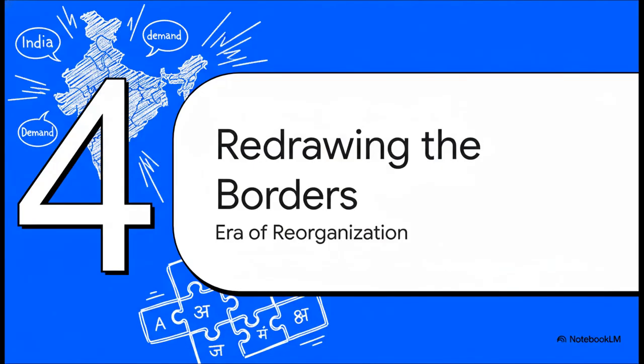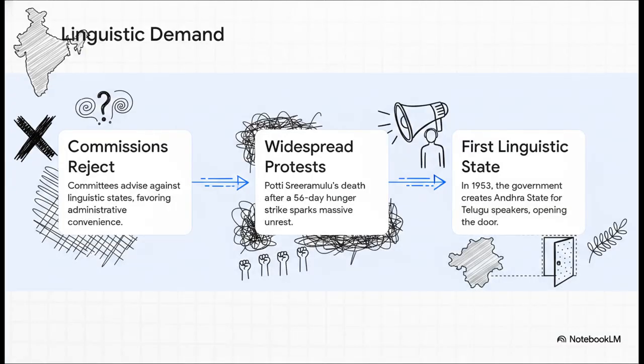So with the princely states now in the fold, the first draft of India's map was more or less complete. But the ink was barely dry, and the next chapter of map-making was already starting. This time, it was driven by a powerful new demand from the people: language. At first, the national leaders were really hesitant about this. After the absolute trauma of partitioning the country based on religion, they were worried that creating states based on language would just stir up more division and weaken the new nation.